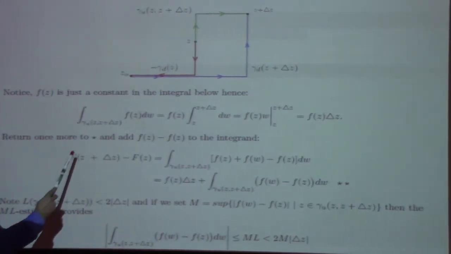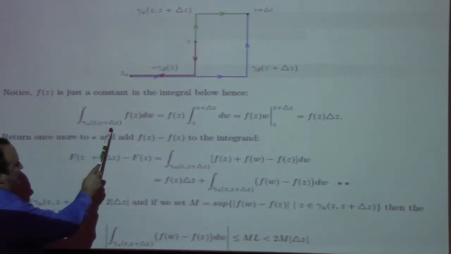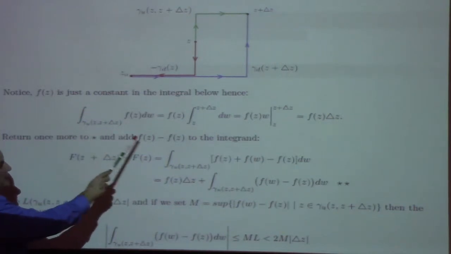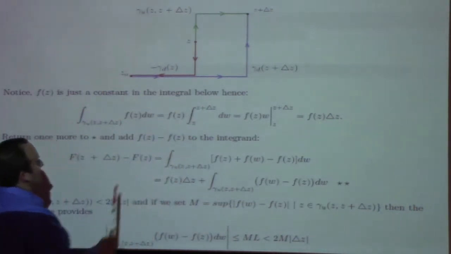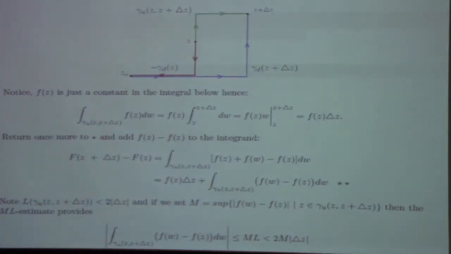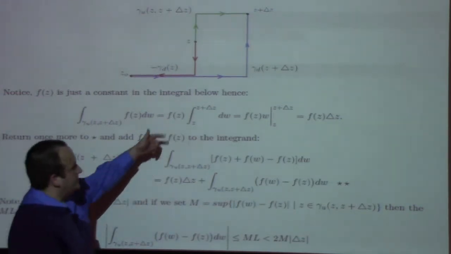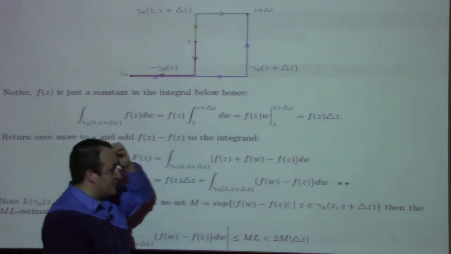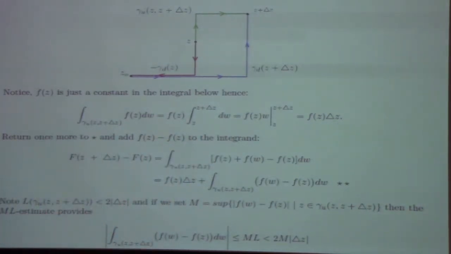So if we look at then gamma u of z plus delta z, we integrate from z to z plus delta z dw, and you notice that f of z is independent of that integral. So I can pull it out, and I just get the integral of dw from z to z plus delta z, but that just gives you delta z, because that's the displacement of the path. It's kind of neat, right?